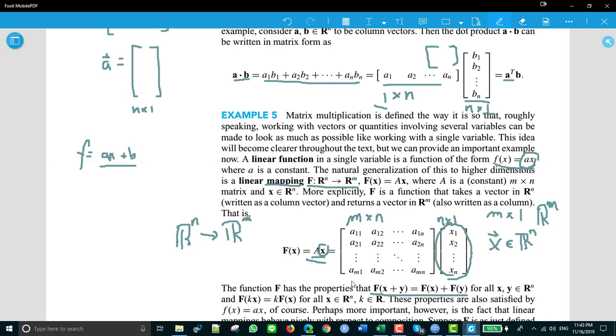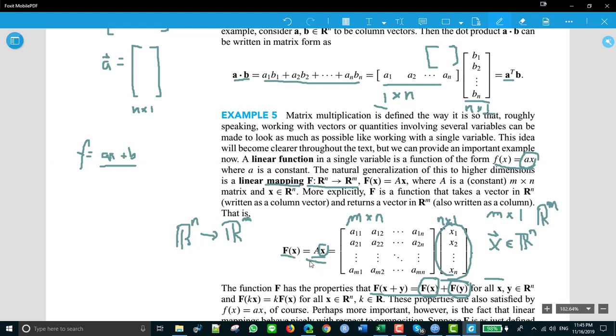So you have to check, is that true? If you took this vector x and another vector y, also an n by 1, and you add them and then apply f to it, in other words multiply by this matrix, is that the same thing as multiplying x by a, and then multiplying y by a, and then adding them? In other words, if you add x and y first and then multiply by a, is that the same as multiplying a times x and a times y and then adding the results? If it's true, we call such a function linear.